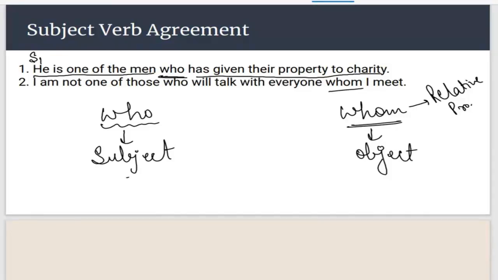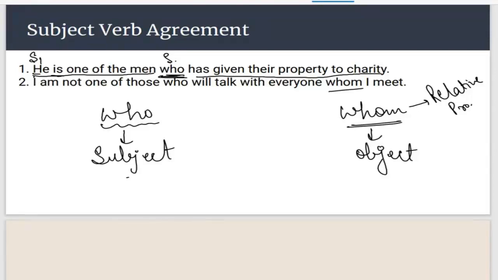Now analyze sentence number 1. He is subject 1 and with he a verb has been used. Now there is who, which is a subject, but we cannot use the verb according to who, because we don't know whether who is singular or plural. So we do not know whether the verb used will be singular or plural.